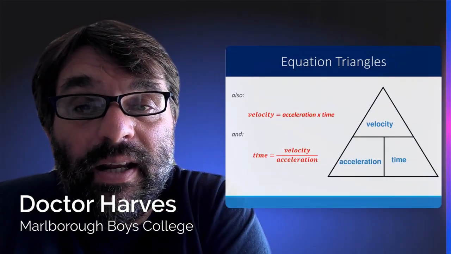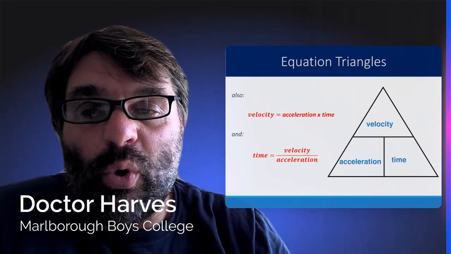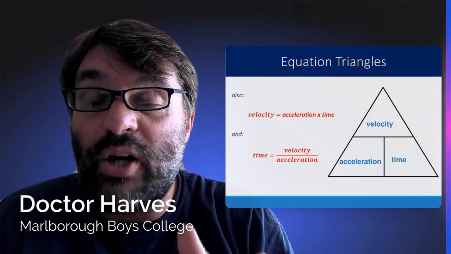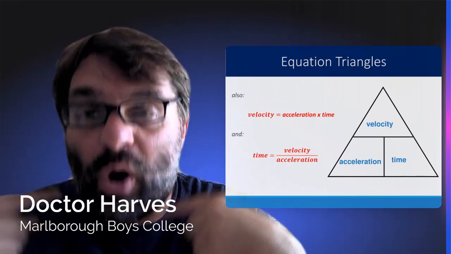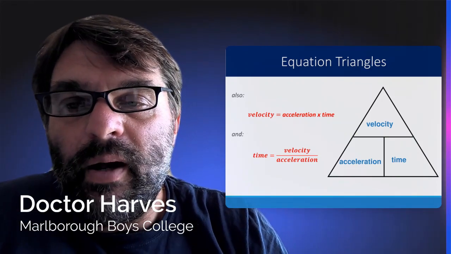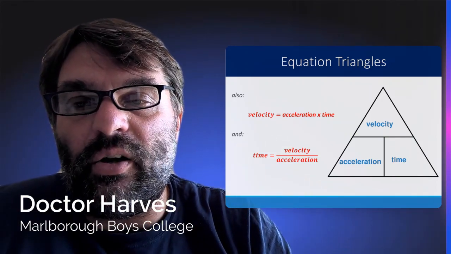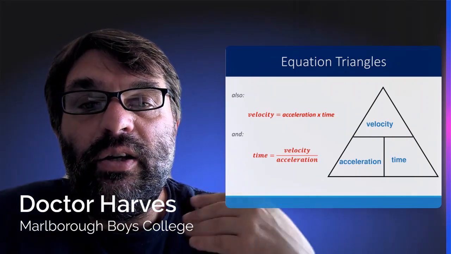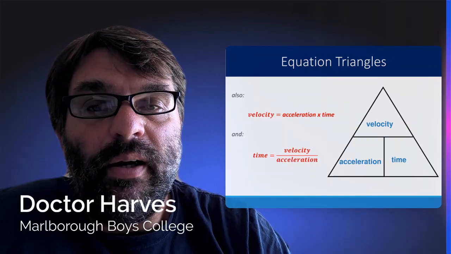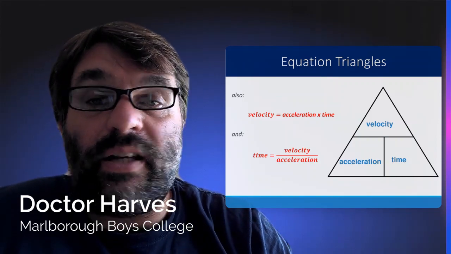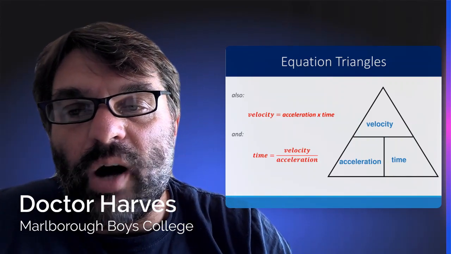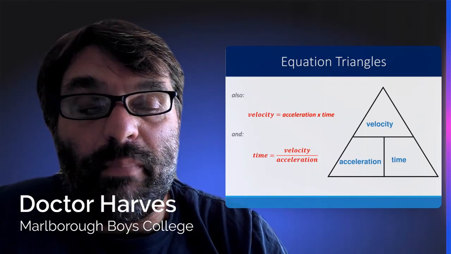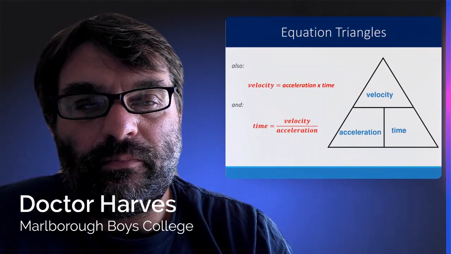So just like speed, acceleration also has an equation triangle. You should learn these equations, go over and over them to remember them, or you can put the equation triangle down in the exam first thing. So acceleration is velocity over time. Velocity is going to be acceleration times time, and the time it takes for that change to occur will be velocity divided by the acceleration.